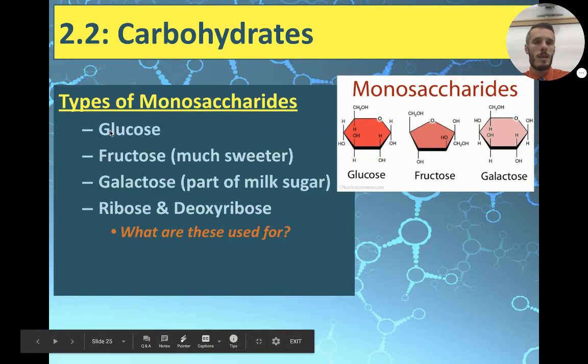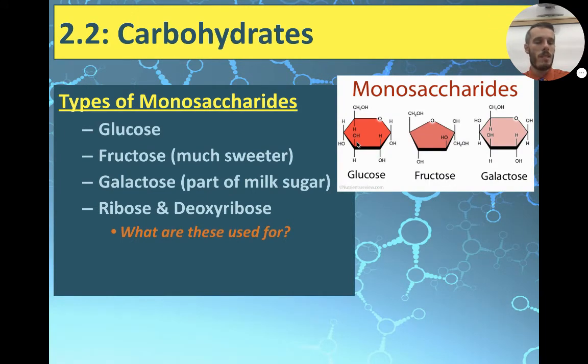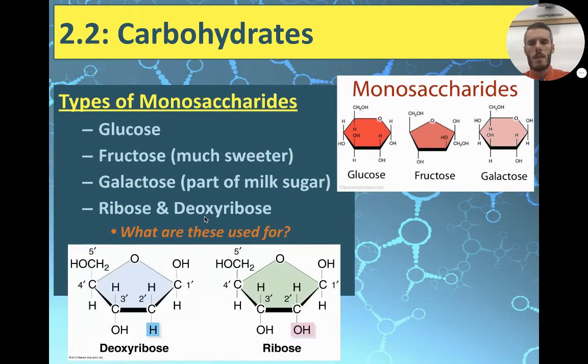All right, so some types of monosaccharides, like I said, we have glucose. That is the main unit of energy that we use in our body. Fructose is sweeter than glucose, and we find that in our food. So, if you think of high fructose corn syrup, it's going to, in a lot of pops and stuff like that, make it super sweet. Galactose is part of milk sugars, part of lactose. And then we also have ribose and deoxyribose. So, think about where do we find deoxyribose and ribose?